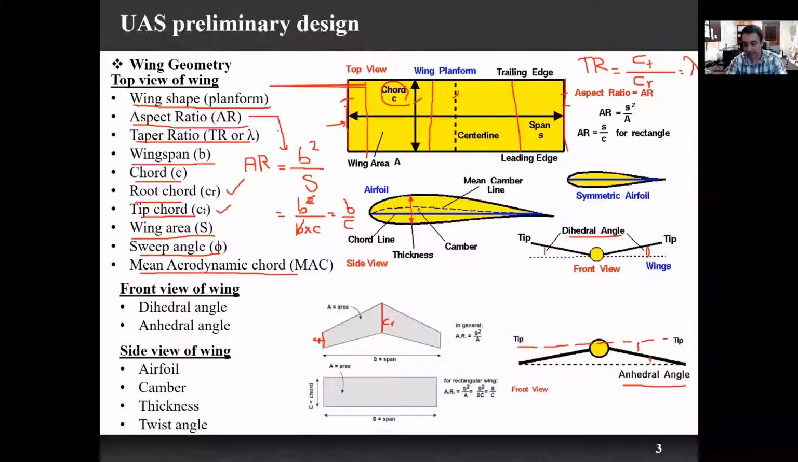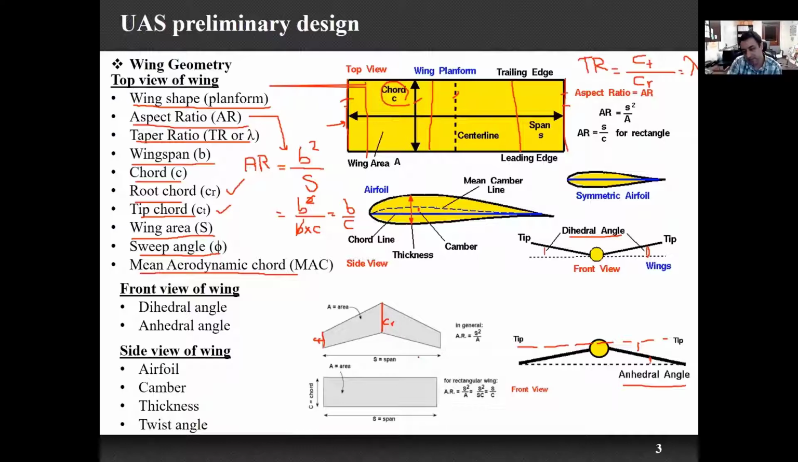So now let's go back to the slides. And this is the shape of the airfoil. The airfoil has a camber, has a thickness, and has a twist angle. This is something that we usually see in the side view of the wing. I am going to discuss all of this in the future in more detail, specifically once we get to the simulation software. So here, this was the wing, right?